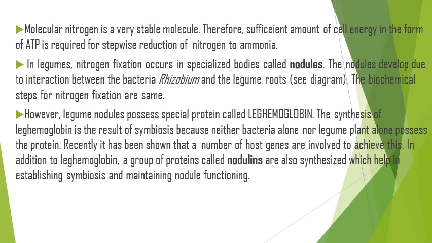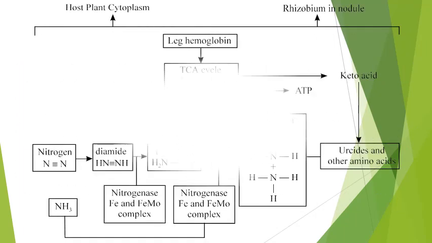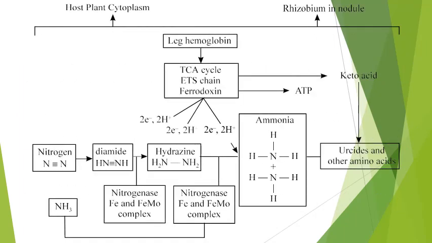In addition to leghemoglobin, a group of proteins called nodulins are also synthesized, which help in establishing symbiosis and maintaining nodule functioning. Leghemoglobin is produced as a result of interaction between the bacterium and legume roots. Apparently, the Rhizobium gene codes for the heme part and the legume root cell gene codes for the globin moiety. Both the coded products together constitute the final protein leghemoglobin. So this is the complete chart: host plant cytoplasm and Rhizobium in the nodules.